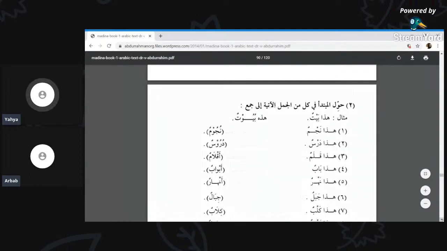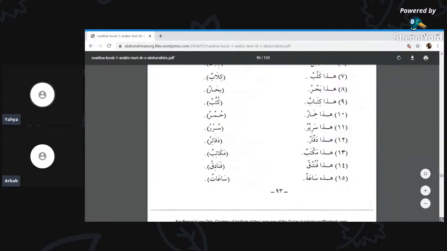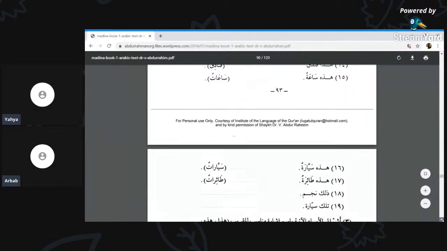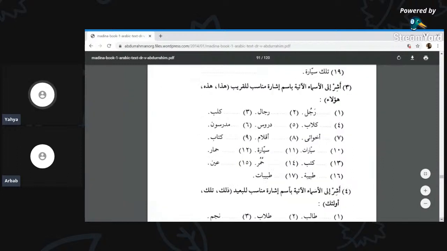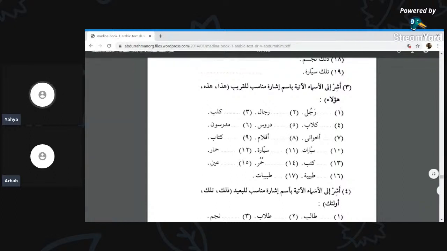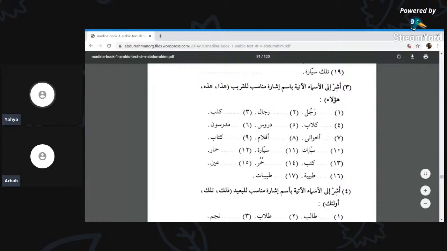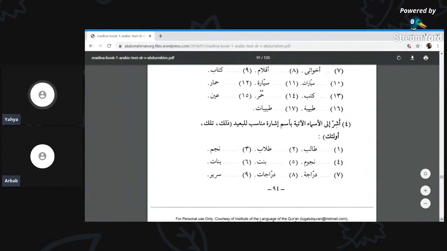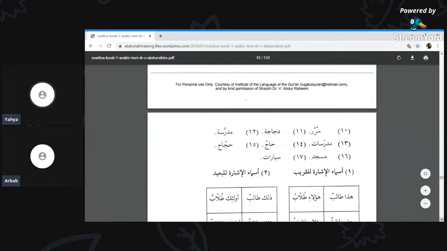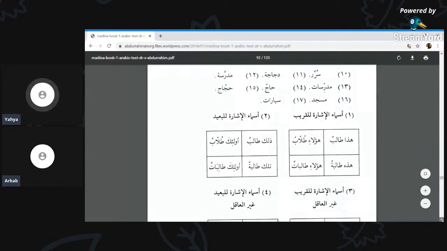So here we have more plurals. Najmun, nujumun, darsun, durusun. You need to familiarize yourself with all of these. It goes on to page 94 as well. Then here you can see an exercise with the asma al-ishara. Hada and hadihi and haula'i. And another one for dhalika and tilka and ula'ika. So some more exercises. And here we have some more boxes.